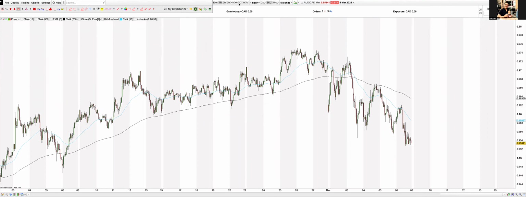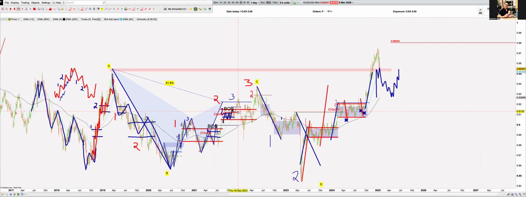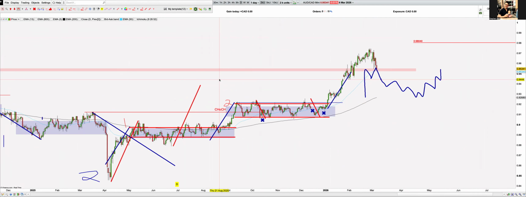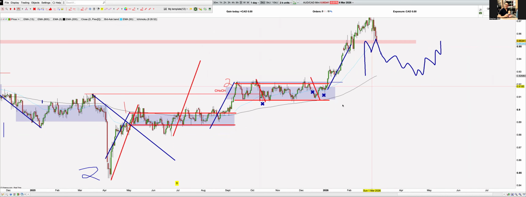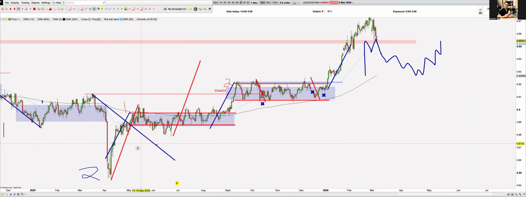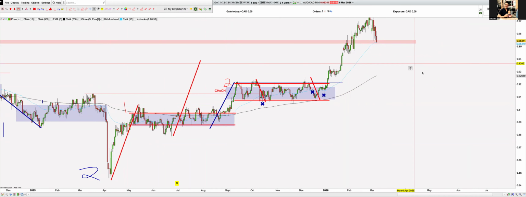AUD CAD has, for us, been really good once we could identify what price was doing. For example, this is the model of the method in its entirety, really. We have here a staircase-looking structure, which you should all be very familiar with now. We've been in and amongst this for a long time now.